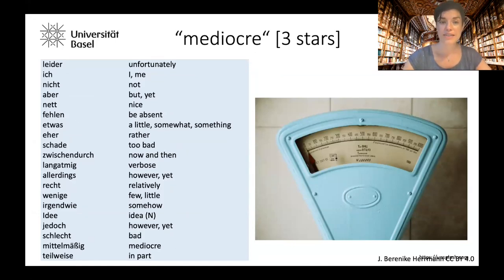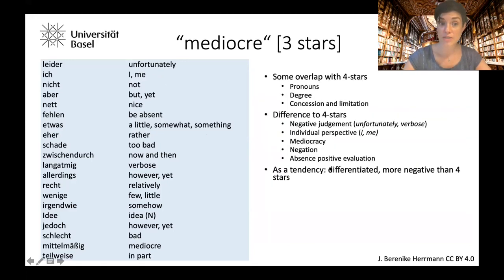You can see it starts off with "unfortunately." And interestingly, we get here not a communal subject, but an overuse of the individual perspective. So there is some overlap with the 4 stars. You can see a lot of pronouns here and expressions of degree, concession, limitation again. But the difference to the 4 stars is that there is negative judgment in the 3 stars.